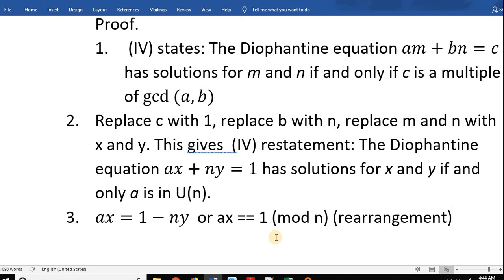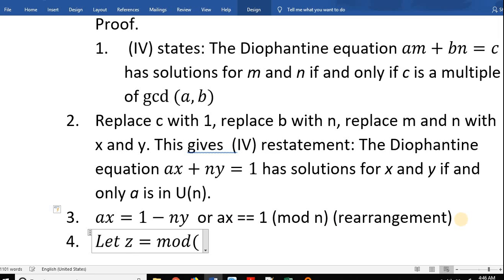The only thing that we need now is for x to be between 0 and n, and we need x to be relatively prime to n, because we need to show that x itself is now in U of n. Now, we can't guarantee that x is in U of n, but we could take mod of x comma n. If we take mod of x comma n, then that's definitely between 0 and n, and all we'll need to do is show that x is relatively prime. So let's do that. Let z equal mod of x, n.